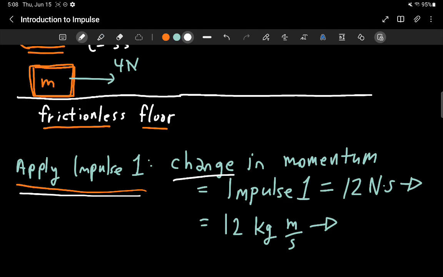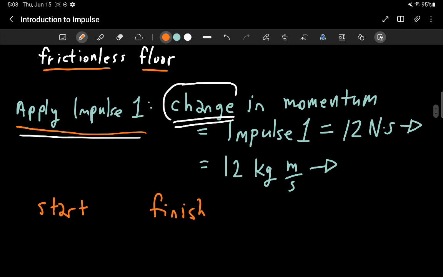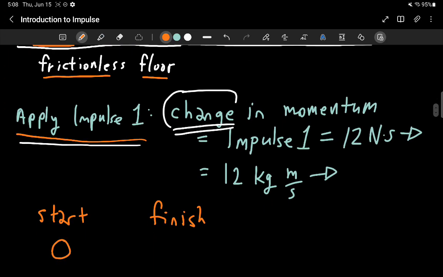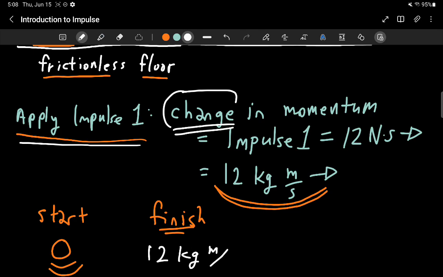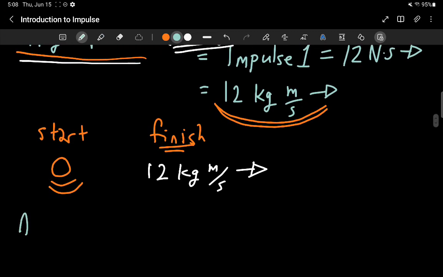But I want you to be very careful. This is the change in the momentum. So the way you think about change is you have a starting value and a finishing value. And the starting value in our case is our object starts at rest, so the starting value is 0. The finishing value is this much change from 0. And if you add this much to 0, the finishing value happens to have the same value as the change itself. So the finishing value is 12 kilograms meters per second towards the right. Okay, so now let's apply impulse number 2.